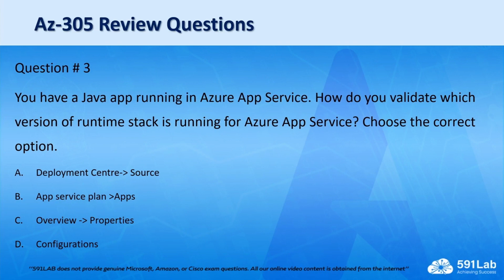You have a Java app running in Azure App Service. Good. How do you validate which version of runtime stack is running for Azure App Service? Okay, choose the correct option.